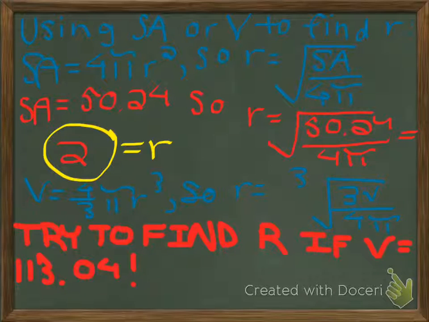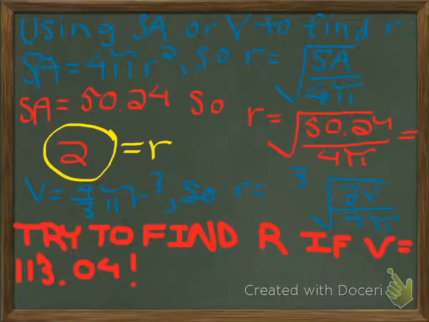Now we're going to learn how to use the surface area or volume to find the radius of a sphere. We know that the surface area equals 4 pi r squared. So, using the surface area, we can figure out the radius. The radius will equal the square root of the surface area over 4 pi.